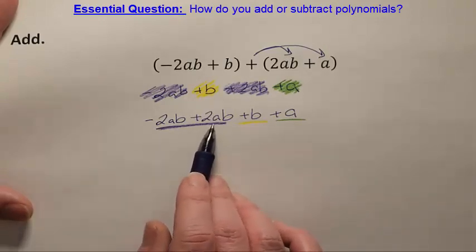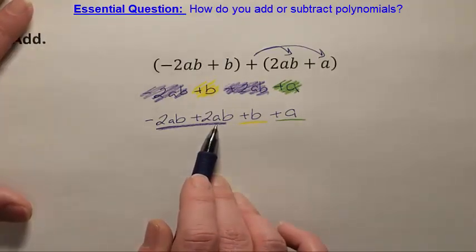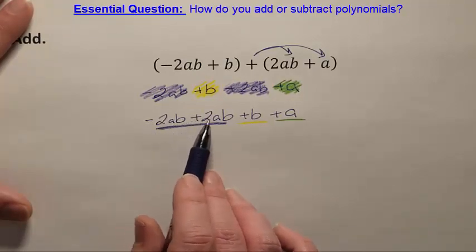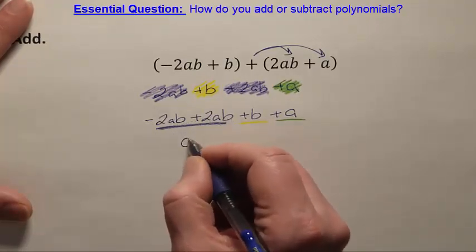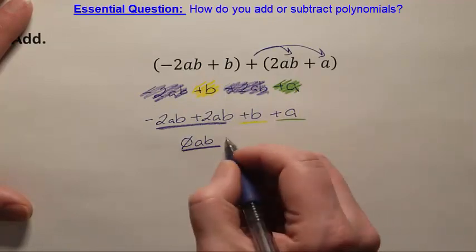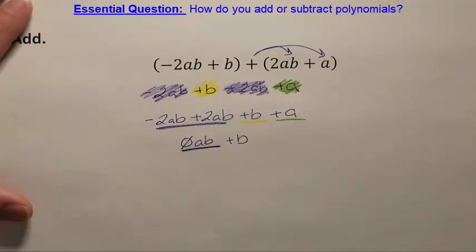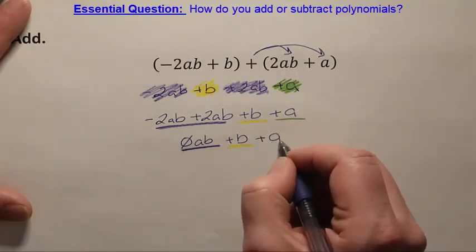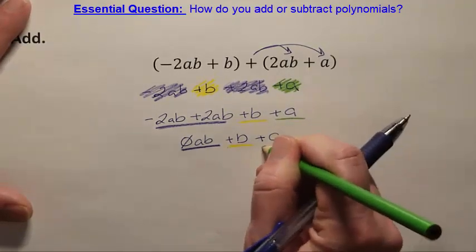So my purple has 2 terms in it. It's not all the way simplified, so I need to continue to simplify it. I have negative 2 ab's, and I'm supposed to add that to 2 more ab's. That ends up giving me 0 ab's, so that is me simplifying down my purple to 1 term. My yellow is already 1 term. It's an added b, so there's my added b. And my green is my term of a, and it's already 1 term, so it's done.